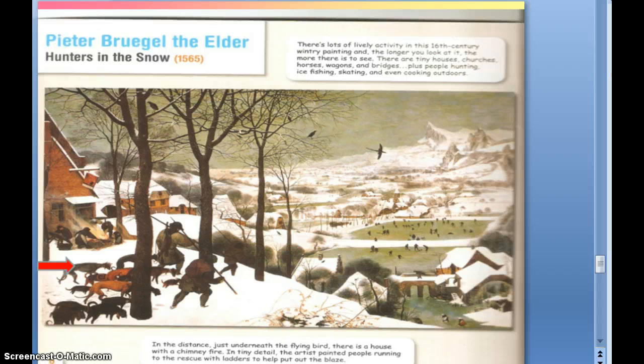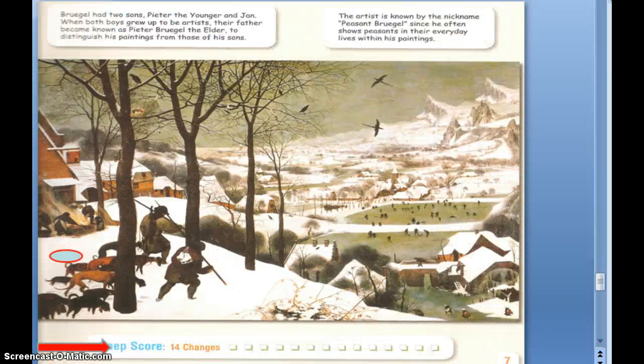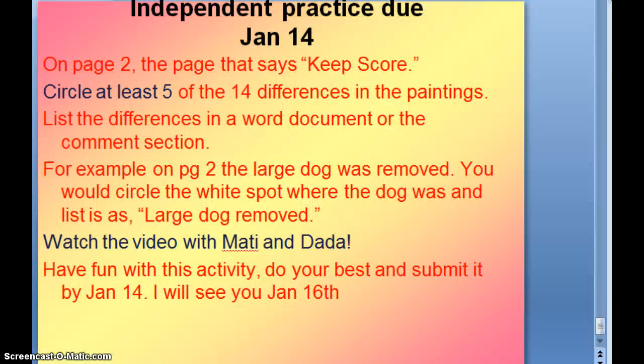Okay, now see, if you look really hard up in the trees, and then you go to the forgery, which is this page, there's something up in the tree that you would circle and list as something added to the tree. All right, we'll see you guys January 16th.